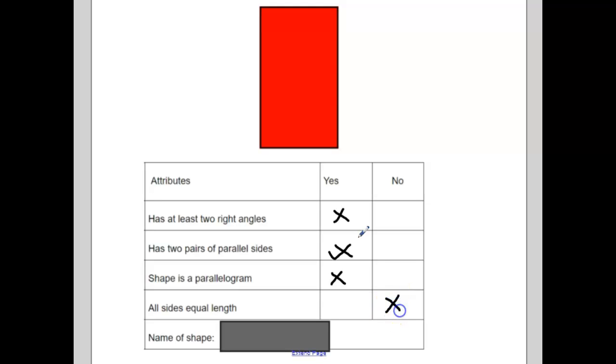Now I have a task for you guys. Pause the video and get ready to answer this question. What is the name of this shape? Wonderful. This shape is a rectangle. We're going to do one more together, and then I'm going to let you get started on your assignment. That's very similar to the work that we're doing together today.